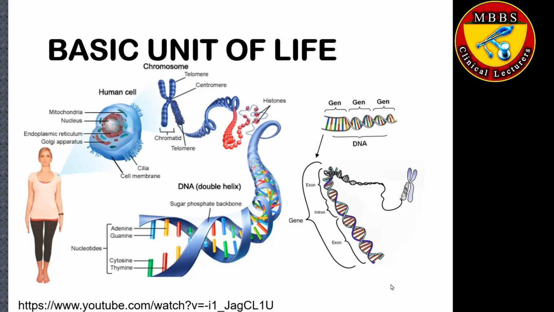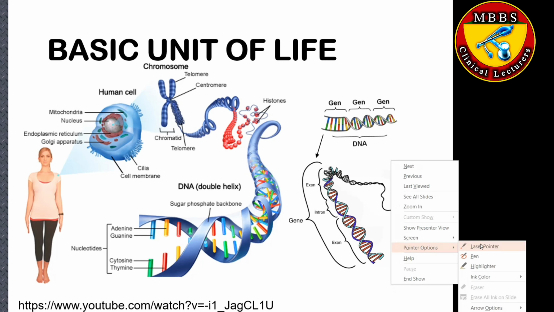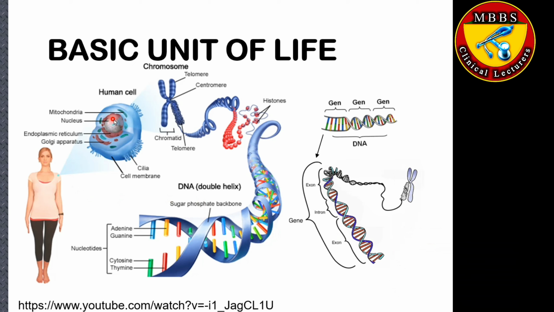So, as you all know, our human body has multiple cells, and this is a human cell which has different organelles, and they have their own function. The nucleus has chromosomes, and this chromosome is the basic unit of life, which is made up of DNA. In turn, DNA is a double helix structure with nucleotides as their building blocks: adenine, guanine, cytosine, and thymine. You have studied this in your biochemistry. And the segment of DNA is a gene.